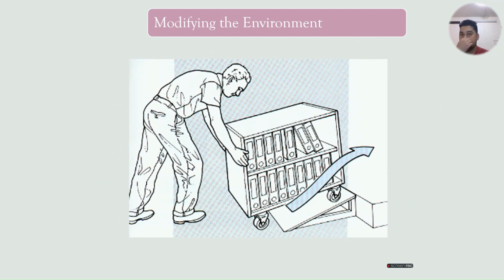Modifying the environment. These are the things you can use to modify the environment, to modify the area. You can see here there is a platform and there is an uneven floor. So we can use the platform to make sure that we can easily shift the trolley above the platform.